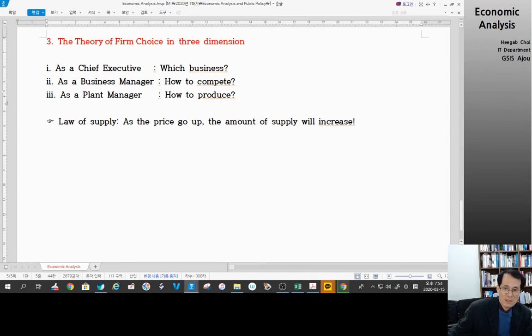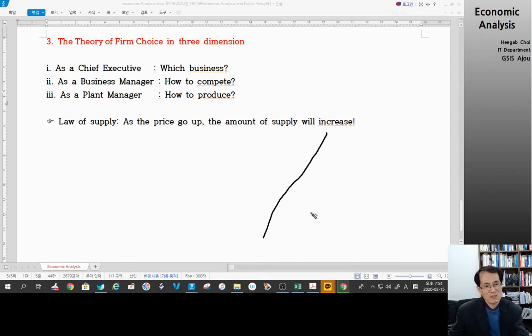If you take a look at any business in the world, you can find a business organization: a firm, company, or enterprise. We have this triangle. Let me be clear. We have this hierarchy of organization.